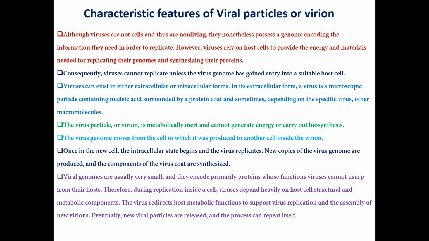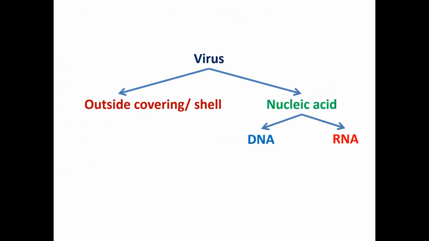Therefore, during replication inside a cell, a virus depends heavily on the host cell's structural and metabolic components. The virus redirects host metabolic functions to support the viral replication and assembly of the new variants. Eventually, new viral particles are released and the process can repeat itself.